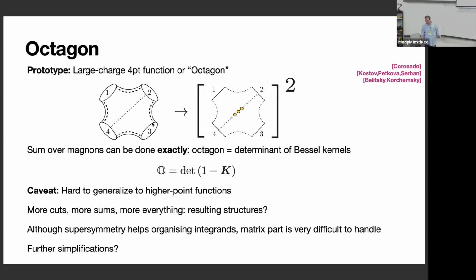Okay. So that's why in practice people seek simplification to pave the way to get some better understanding of what type of overarching structure we could have to handle this sum efficiently. A bit like the QSC is effectively resumming an infinite number of thermal corrections in the usual TBA picture. Here we will be seeking some resummation techniques that extend this case of the octagon to higher point functions.